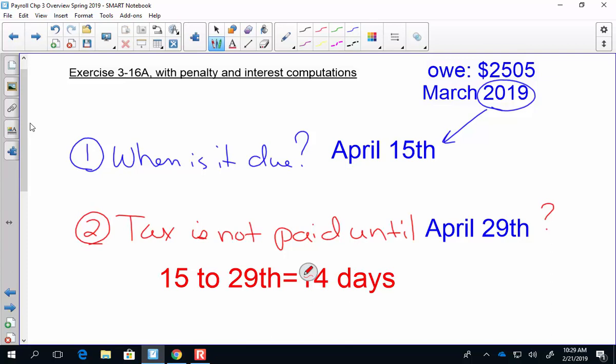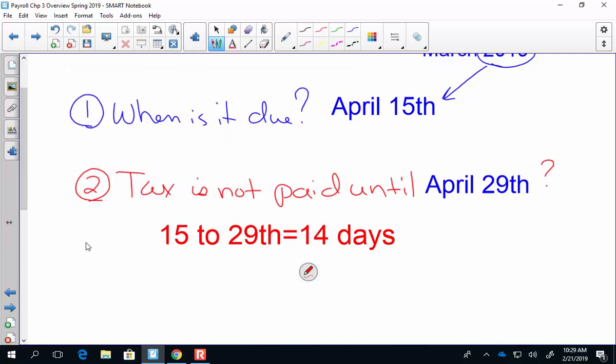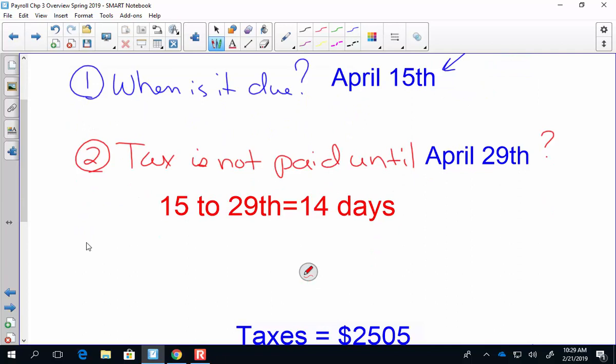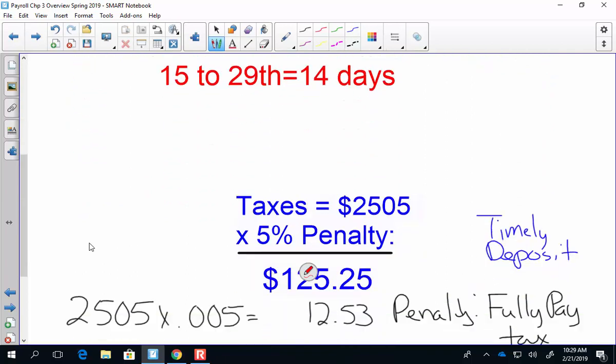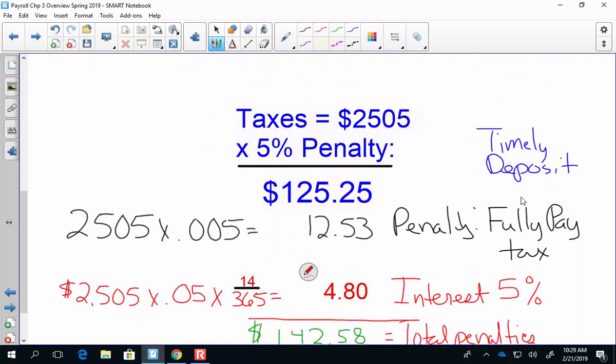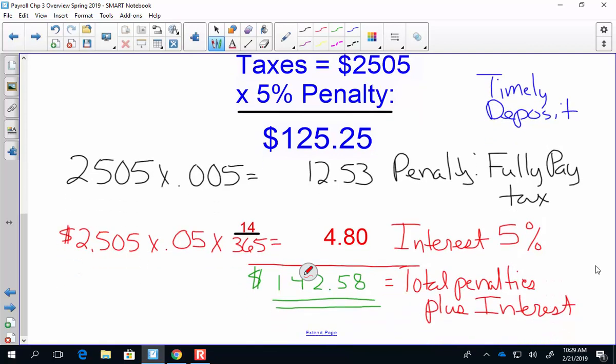Here we have a deposit that's due on April 15th. But the tax wasn't paid until April 29th, which means it's 14 days late. So to compute the penalty, there is a timely deposit. It wasn't timely deposited because it was 14 days late. So that's 5%. Right off the bat, that's $125. You didn't pay the tax fully, so that's another penalty of 0.5%. That's $12.53. Plus there's a 5% interest.